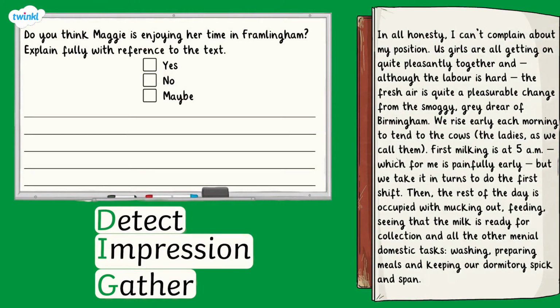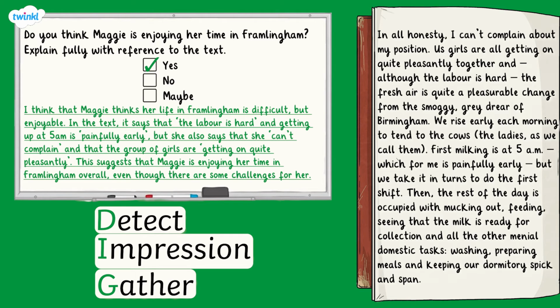Here is another question to help you to practice the DIG structure. It is asking you to tick whether you think Maggie is enjoying her life in the countryside and give evidence to support your ideas. Pause the video here and have a go. You may wish to write your answer down on a whiteboard or a piece of paper, or be ready to say your answer out loud. Ready? Let's take a look at the possible answer.